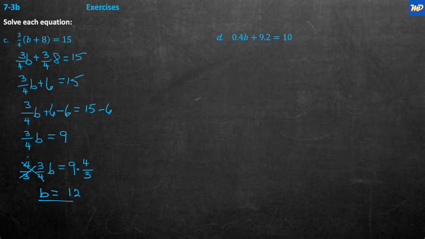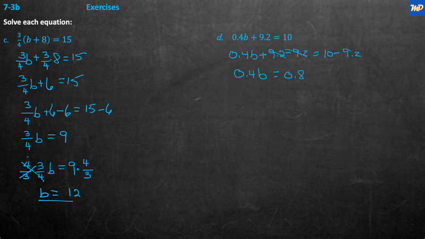Let's do the last one, D. We're going to get rid of the 9.2 right in the very first move by undoing arithmetic. So 0.4B plus 9.2 minus 9.2 is equal to 10 minus 9.2. So these 9.2s cancel each other out, so we get 0.4B is equal to 10 minus 9.2, which is 0.8.